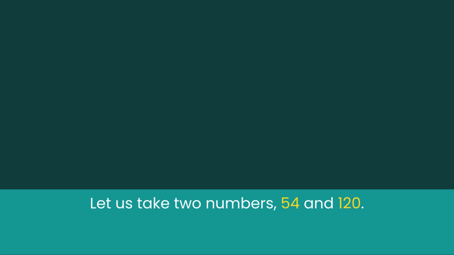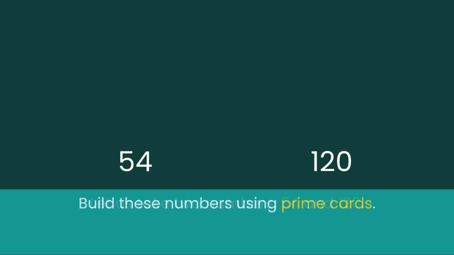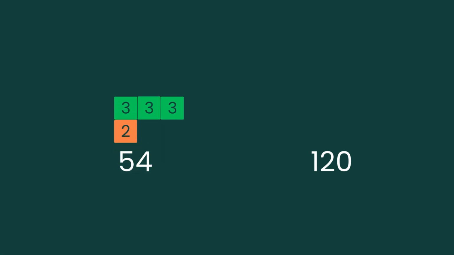Let's take two numbers, 54 and 120. First, let's build these numbers using prime cards. The number 54 will be made of a card of 2 and 3 cards of 3. And what about 120? Correct! It will be made of 3 cards of 2, a card of a 3, and a card of 5.